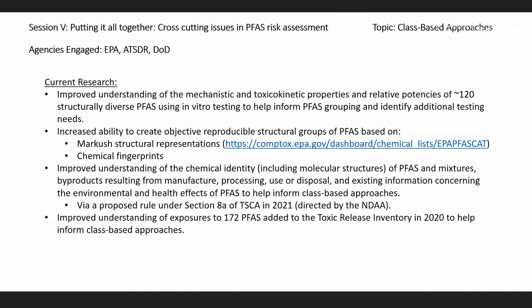This is being captured under a proposed rule that was directed by the National Defense Authorization Act. So there's a proposed rule within the EPA that is going to help capture and report this information related to many of the PFAS that are currently being used. And there's an improved understanding of exposures to approximately 172 PFAS added to the Toxics Release Inventory in 2020. This is also to help inform class-based approaches.